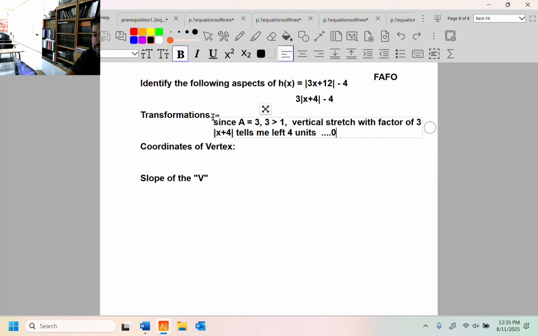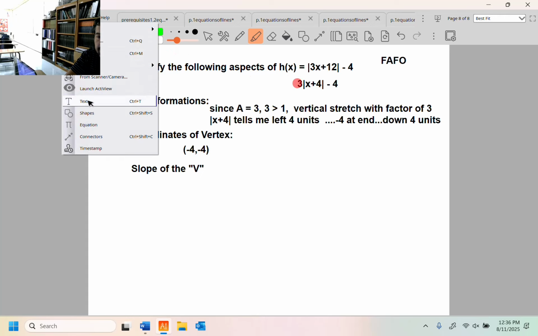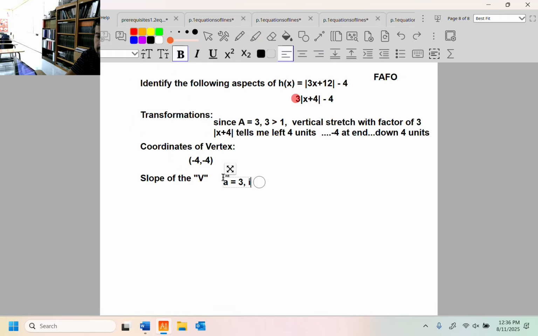Now, look at the negative 4 at the end. That's down 4 units. The coordinates of the vertex, we change the sign on the stuff inside, negative 4. We keep the sign on the stuff outside, positive 4, or still negative 4. The slope of the V, that's your slope out front. That's the a value. So your slope is 3. And that is my initial slope. For a V, it's consistent. It's always slope. But I'm going to teach it like initial slope for the next lesson, and the lesson after that, and the lesson after that. Anywho, there's your notes for that day.